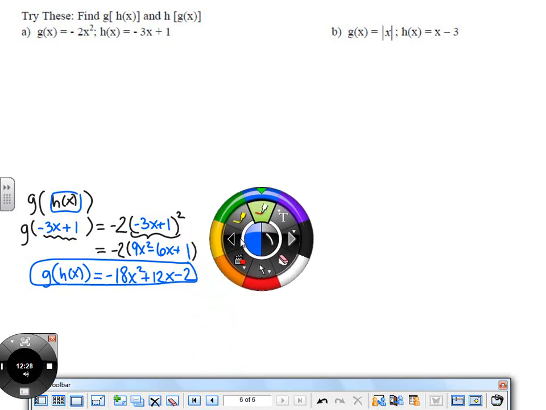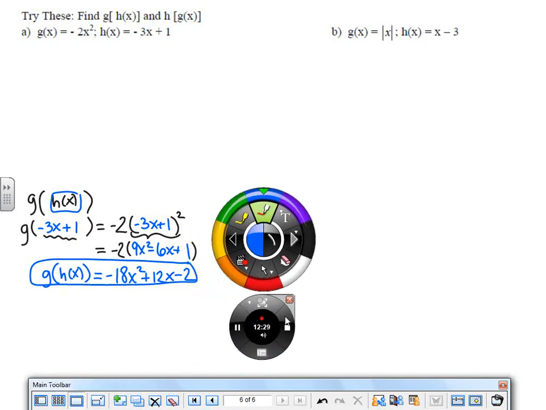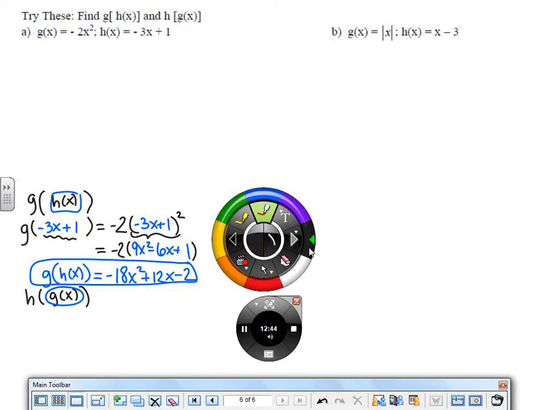So the next thing we're going to look at is kind of doing the reverse order of that. We're going to look at doing h of g of x. Okay. So h of g of x. Again, remember our first goal is to replace the g of x. And that g of x is just a name, and we want to replace it with what it says its function is. And so g of x is listed as negative 2x squared.